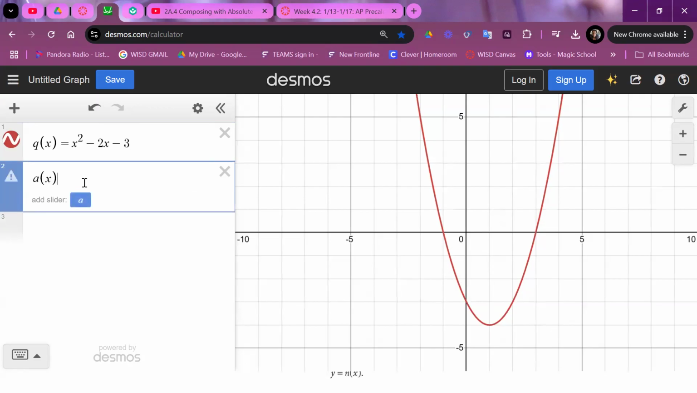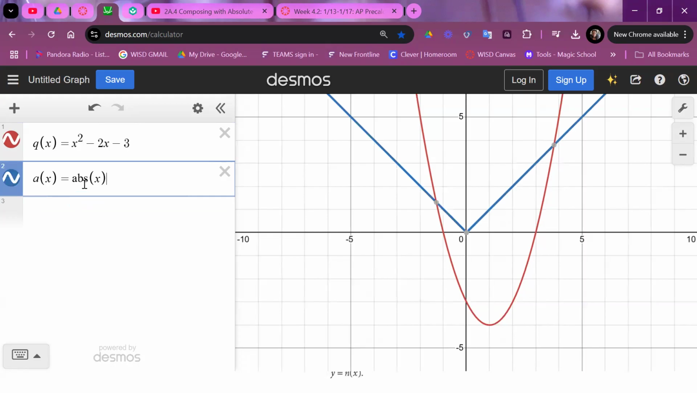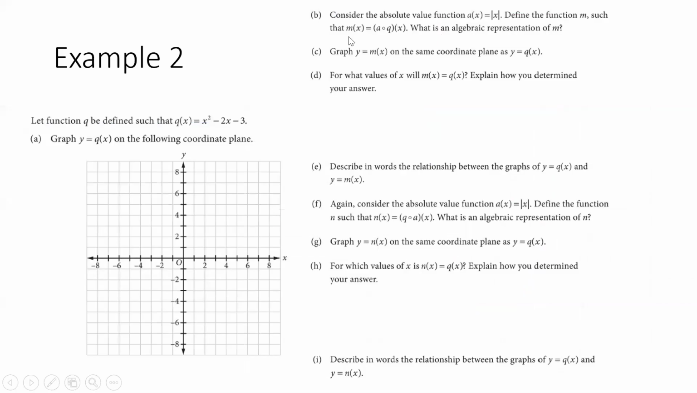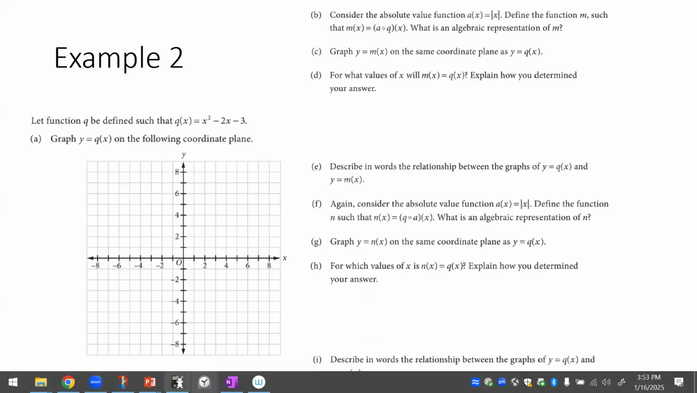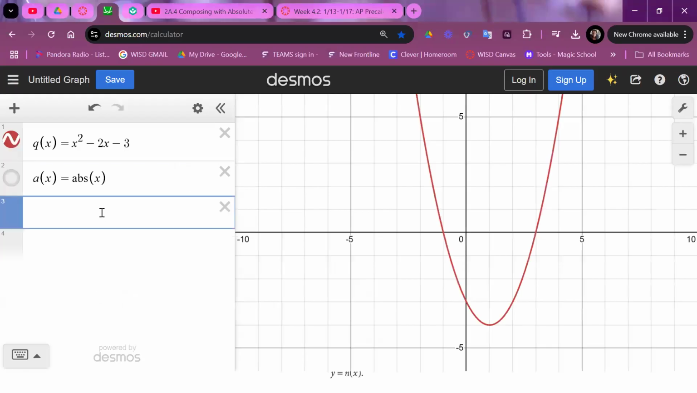So we're going to put in a of x, which equals either ABS or the bars of x. Doesn't matter which one you put. We don't need to keep it visible. We just need the function locked in. So what it asks me is to first find our m of x. M of x is a composed of q of x. Okay, a composed of q of x, which means that when we write it, m of x equals a composed of q of x.